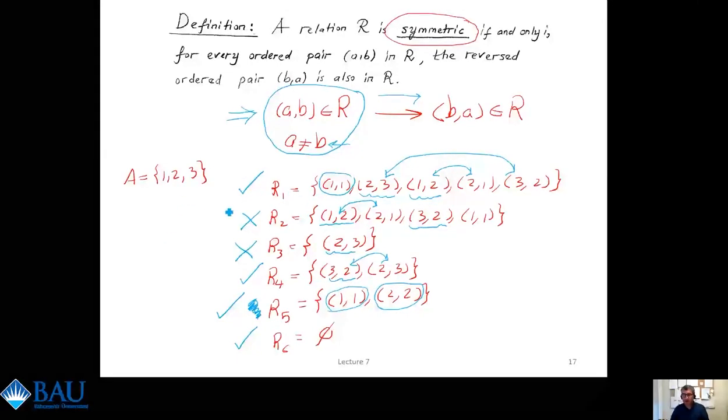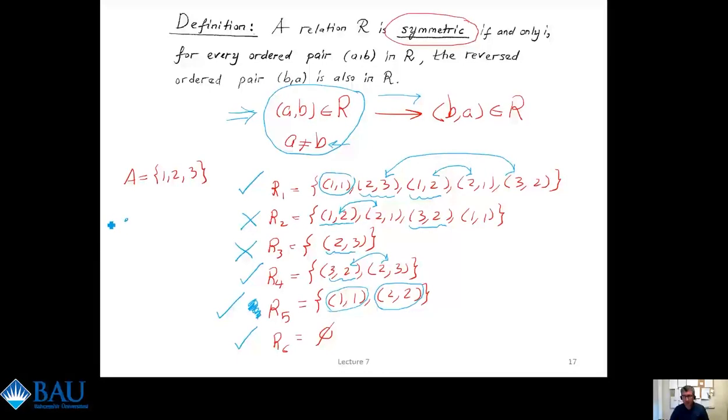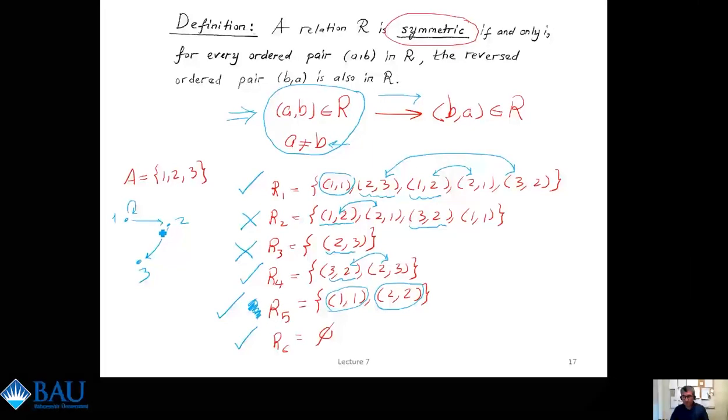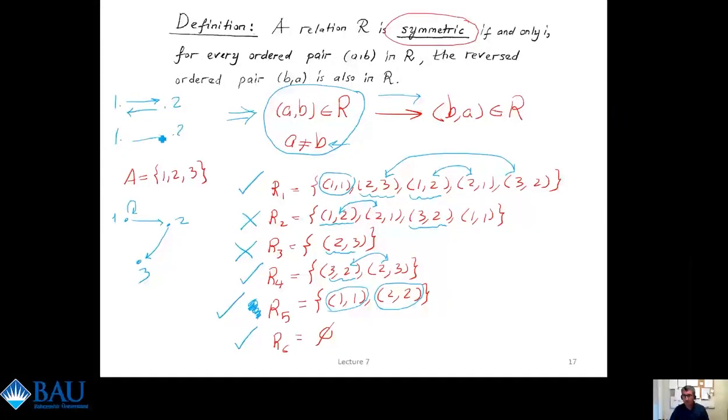Let us see the graph of R1. 1, 2, 3. We have 1, 1. We have 2, 3. We have 1, 2. And also we have a 2, 1. To show 2, 1, you can use it two ways. Look at it, 1, 2. You can show it in this way, and also you can show it in this way. So I want to use it this way: 1, 2, and 2, 1. And 3, 2. This is for R1.